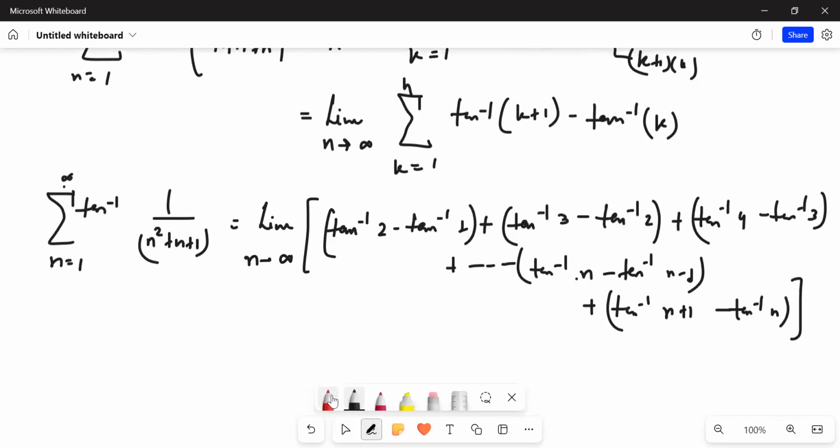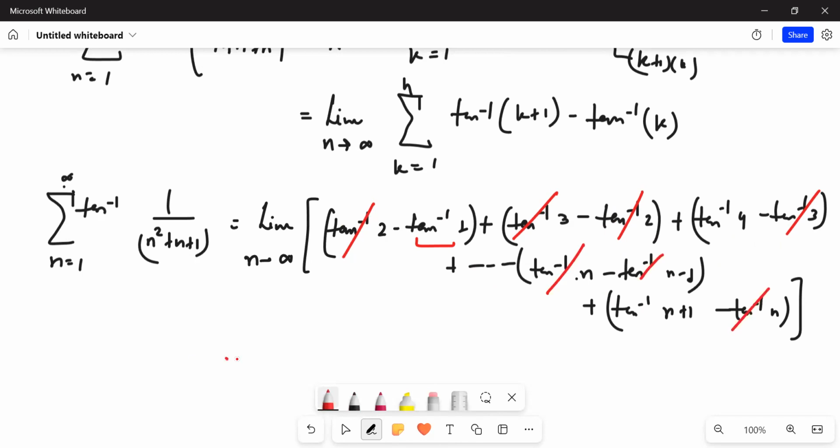Now you see, if I just start striking off things, basically in any bracket, the latter part is being cut by the next bracket's former part. So this is surviving, forget about it. In any bracket, the former part is being cut by the next bracket's latter part.